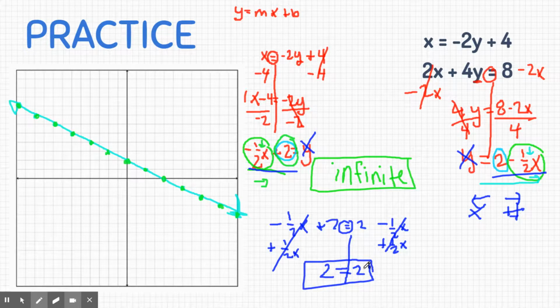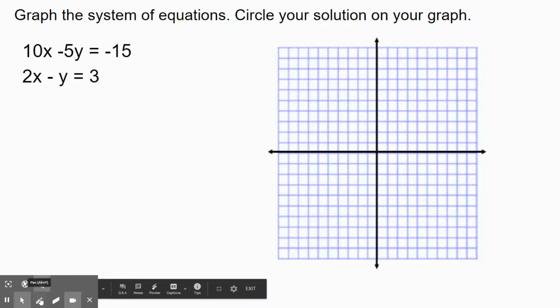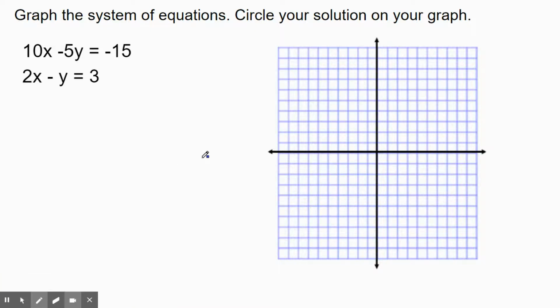All right, I'm going to move on to our last problem we're going to practice together today. If you need to pause, please do so now. All right, this is the last problem we're going to do together today. And I'm going to do it 2 different ways. I'm going to graph it, and then I'm going to show you substitution. So I'm going to start with graphing on here, and then I'm going to go into substitution.